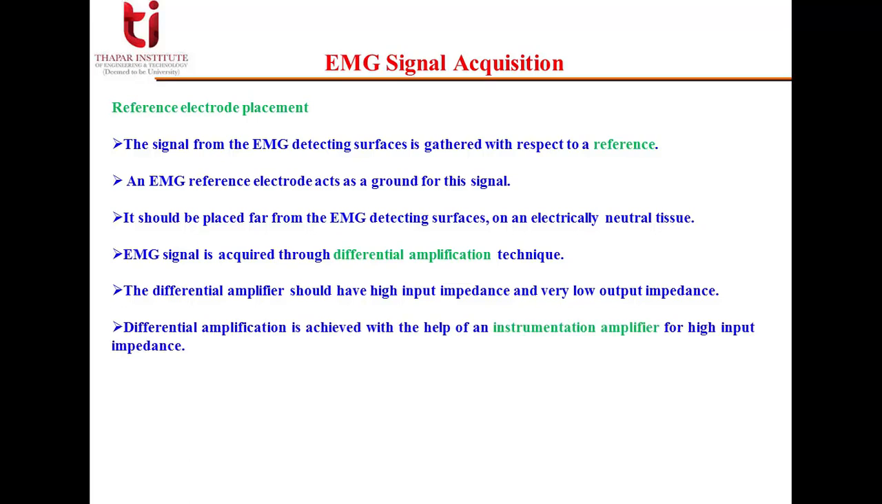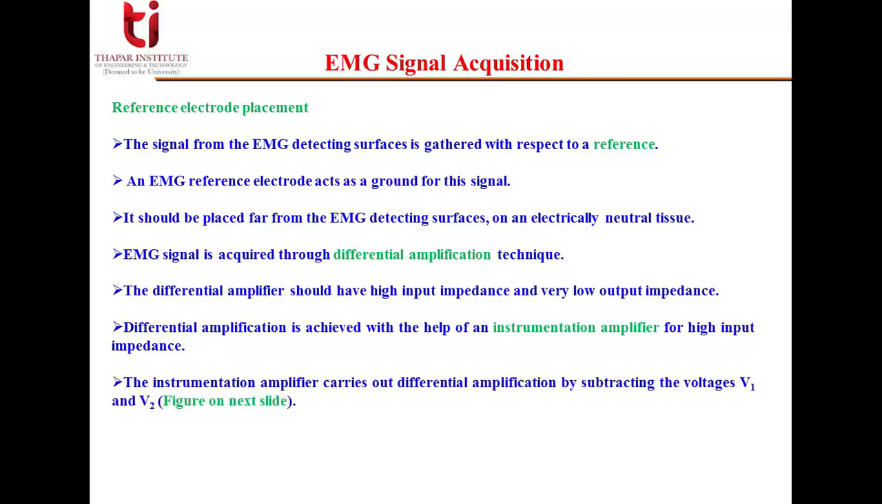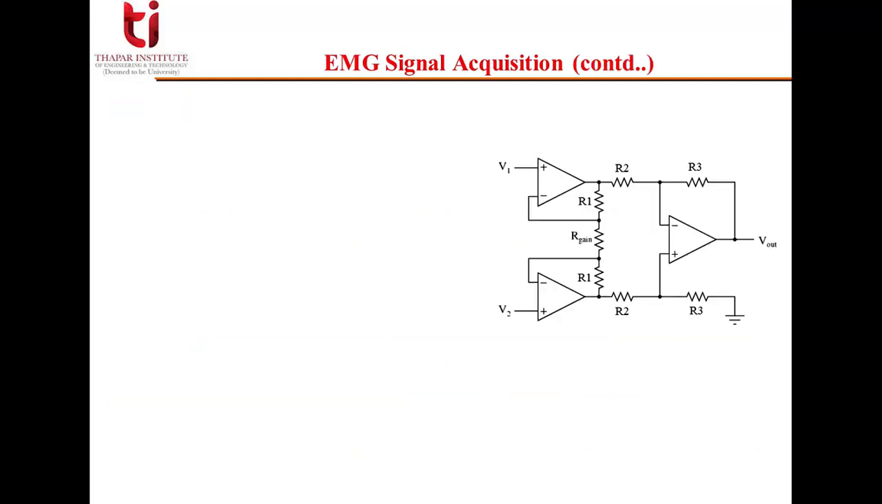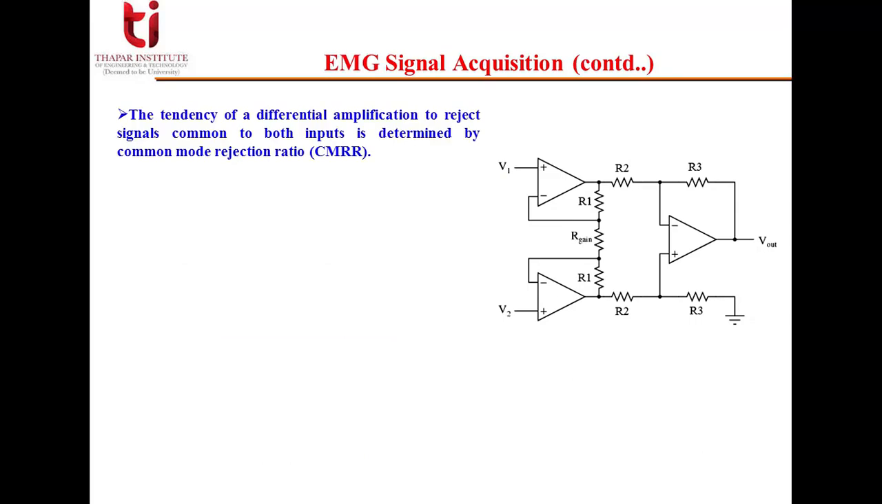Differential amplification is achieved with the help of an instrumentation amplifier, which we are using here for high input impedance. The instrumentation amplifier carries out differential amplification by subtracting two voltages, because we are keeping two voltages as input, so it will subtract and amplify. We will show in the figure in the next slide. This way the noise signal which is common to V1 and V2 will be eliminated. Now this is a diagram showing the instrumentation amplifier. The tendency of a differential amplifier to reject signals common to both inputs is called the common mode rejection ratio.